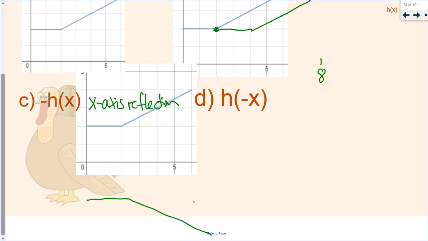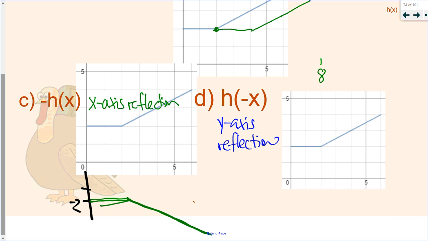Something like that. So this started at 2. This is going to start at negative 2. It'll be flat for a while, for those 2 units, and then go down to negative 6. That's our x-axis reflection. And how about D? Andrew? It would be a y-axis reflection. Yep. So a y-axis reflection, right there.